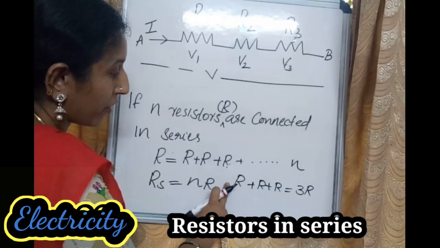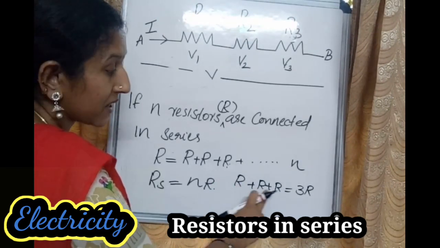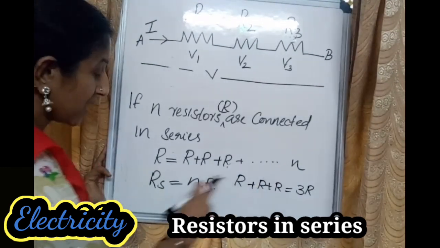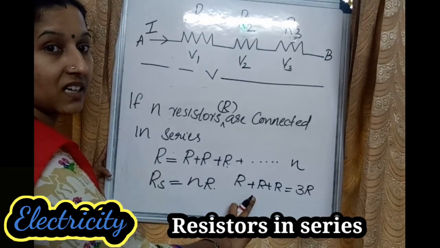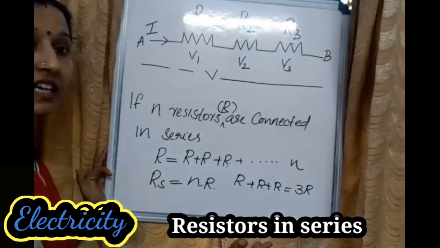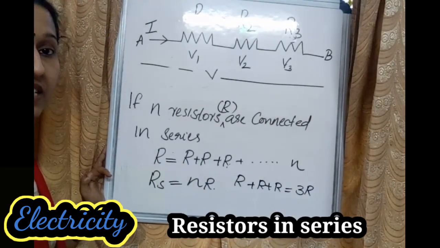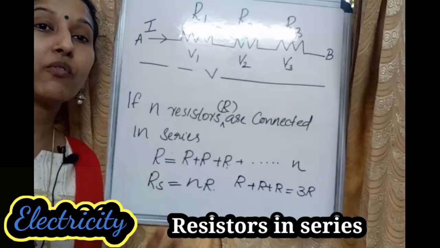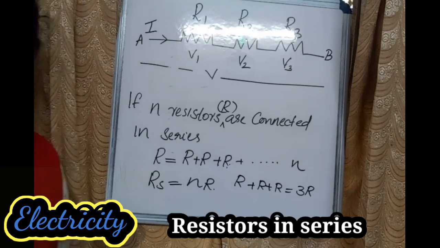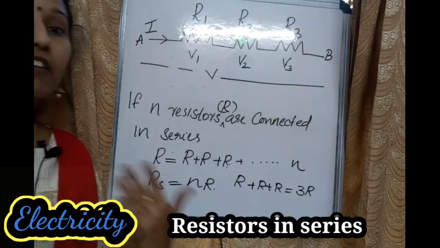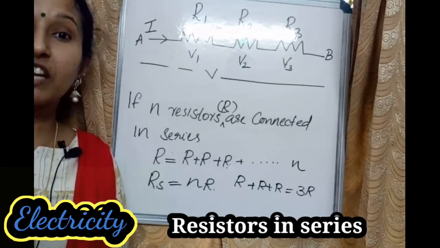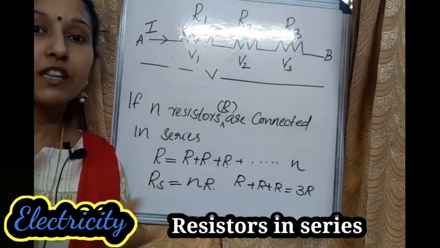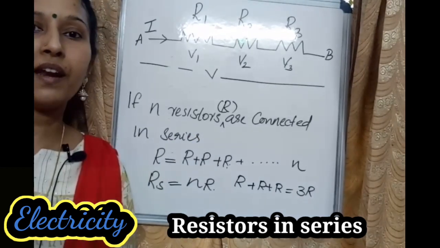Here you can see R plus 2R plus 3R. So this is equal to 3R. So if n resistors are connected in series, R is equal to nR. If 3 resistors are connected in series, 3R. If 4 resistors, 4R. If 5 resistors, 5R. So this is very important. If n resistors of value R are connected in series, the total resistance is nR, which means if 5 resistors are connected in series, 5R, and if 3 resistors, 3R.